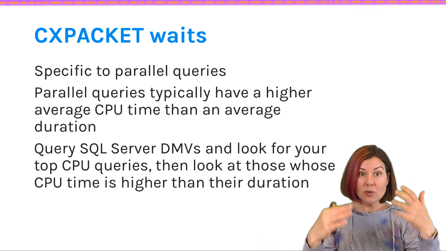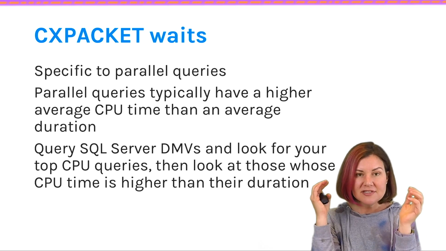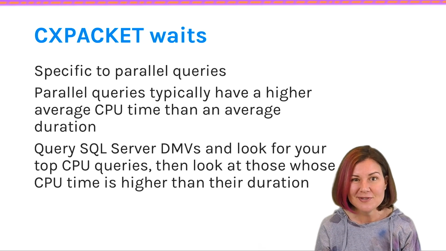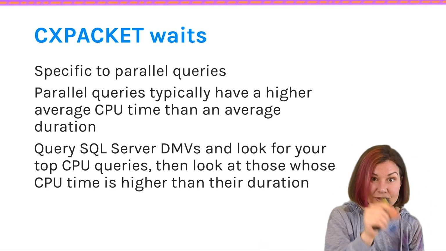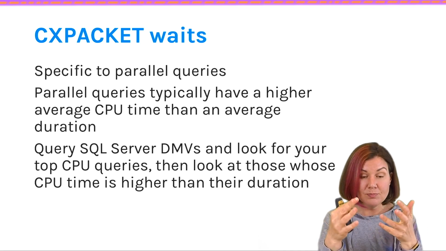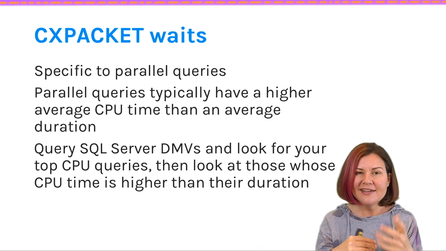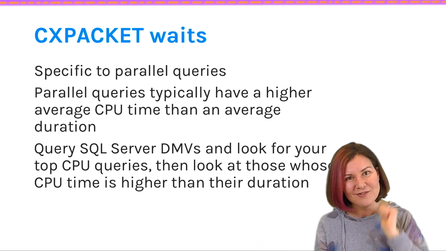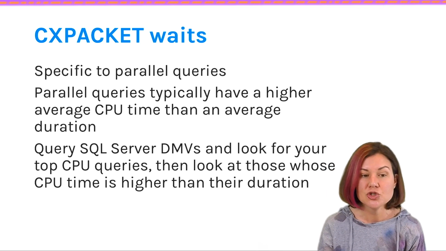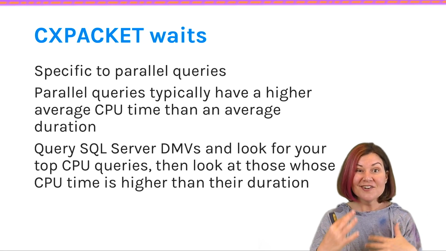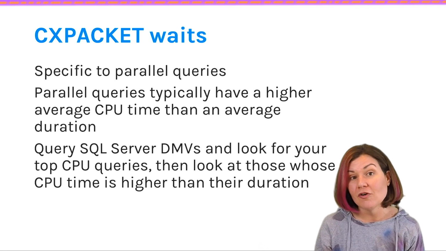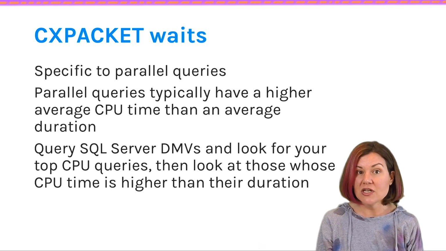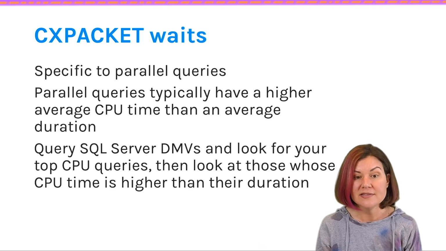So if you say, okay, I want to see all my top CPU using queries, I'm going to sort by total CPU descending, and then you look at average CPU time and average duration, you can pretty easily guess at which of your queries are most likely parallel because their average CPU time is higher than their average duration. The ones that are using the most CPU overall on your instance are very likely the drivers of your CXPACKET waits.